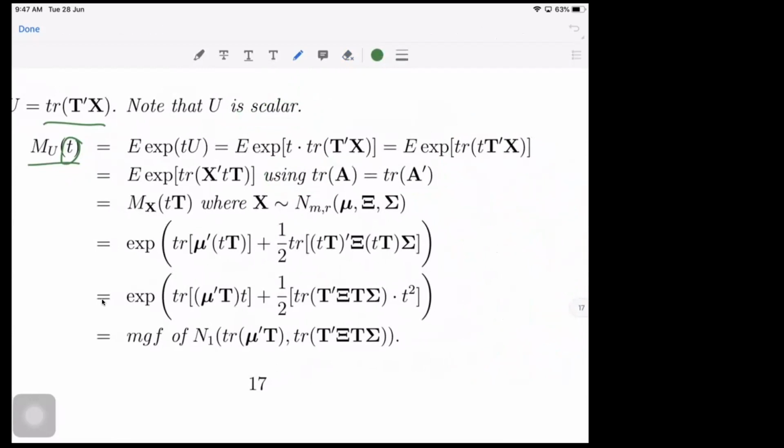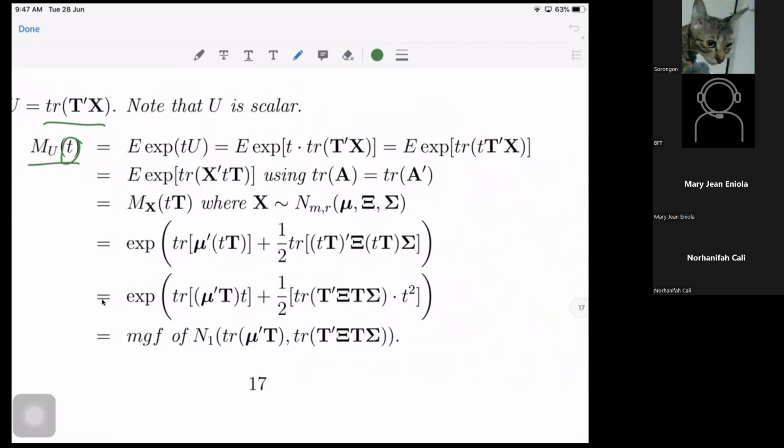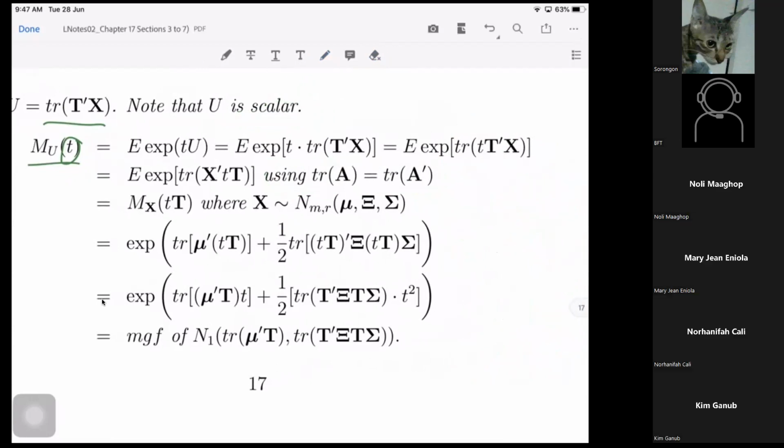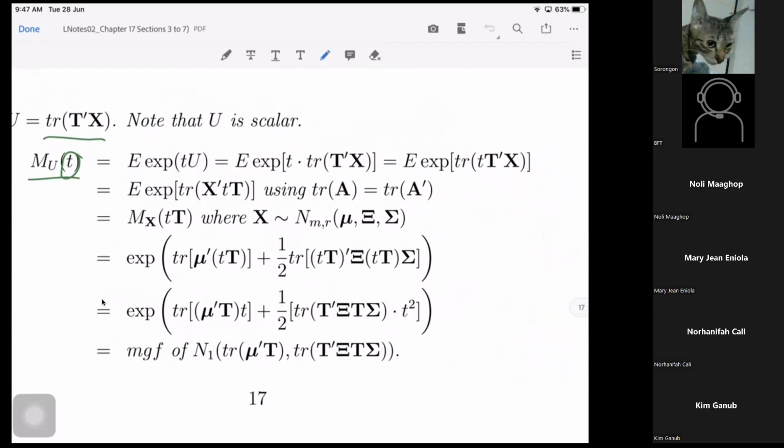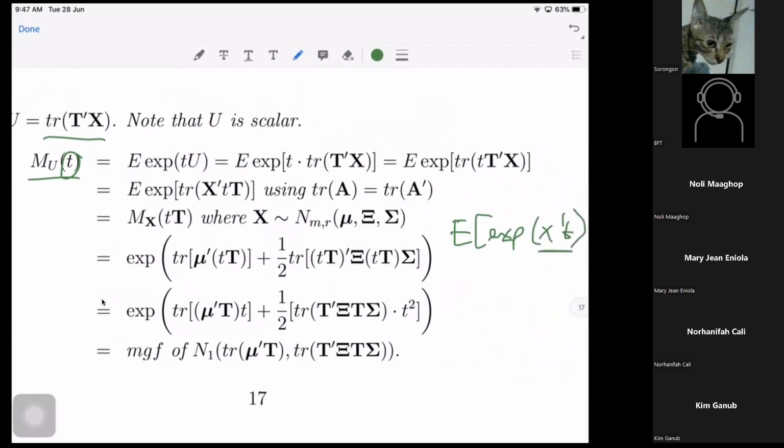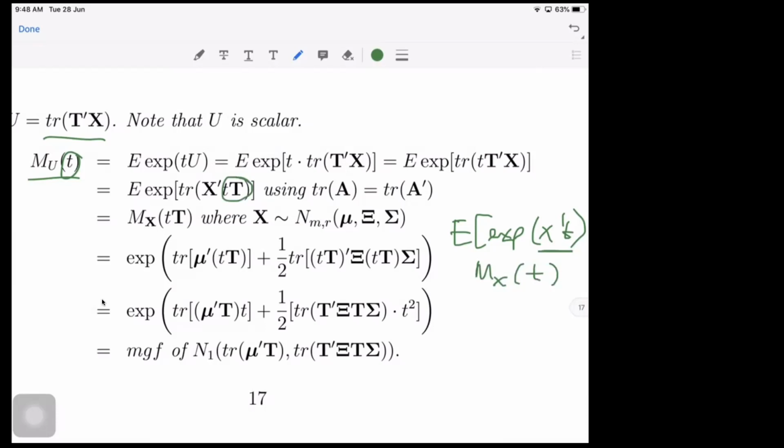Next. Isn't the definition of the moment generating function the expected value of the exponential of x prime t? So if you get that form, that is the moment generating function of x at t, capital T. Correct? Yes, ma'am.